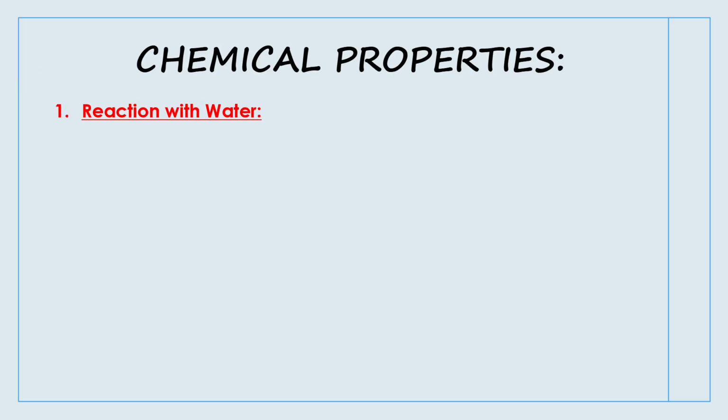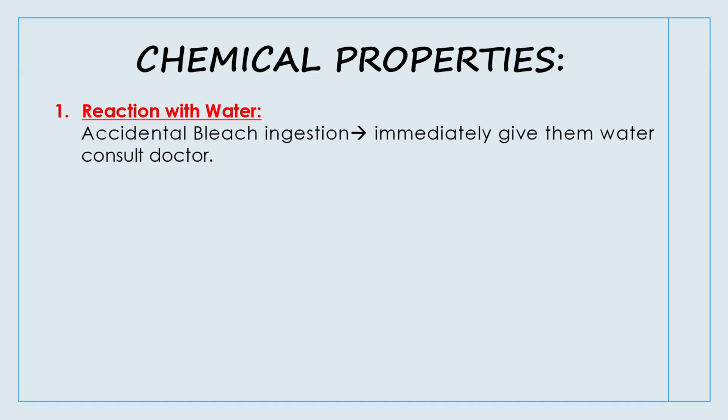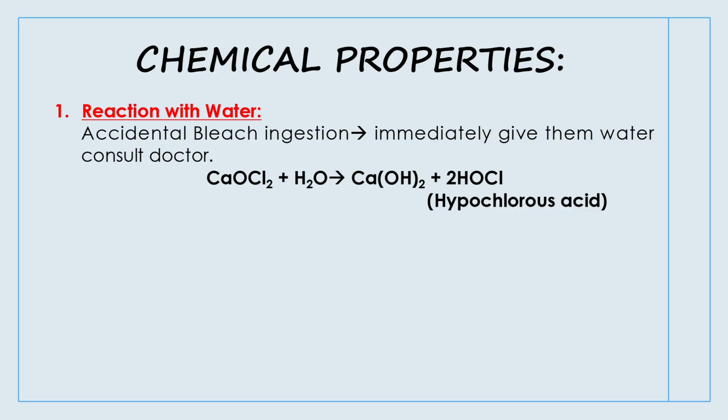In our course, we have two chemical properties for the bleaching powder. First is the reaction with water. You must have heard about the accidental ingestion of bleaching powder. In that case, it is suggested to consume water and then right away consult a doctor. So when water is consumed on accidental ingestion of bleaching powder, it means that water is reacting with the bleaching powder. When the reaction of water with bleaching powder takes place, it forms calcium hydroxide and hypochlorous acid.